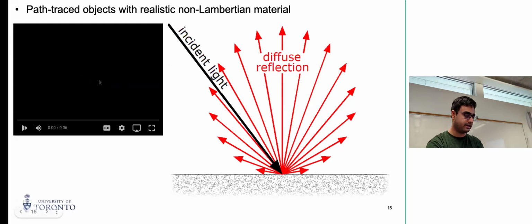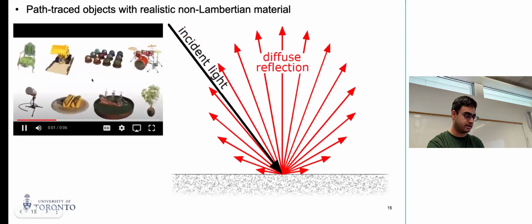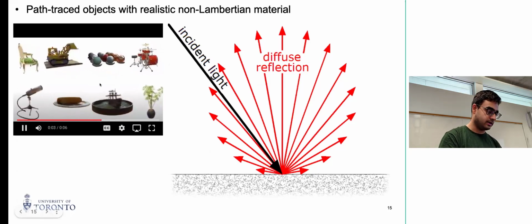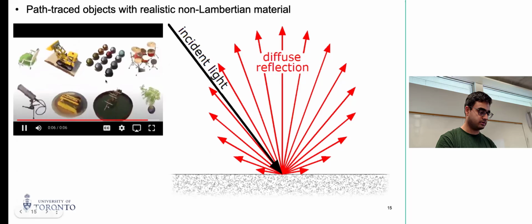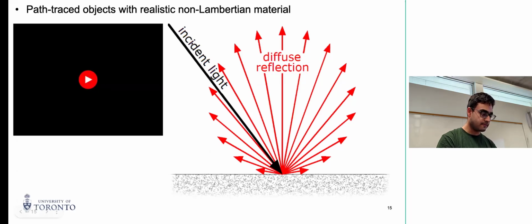So these are some scenes which have been generated by neural radiance fields, and these are mainly for non-Lambertian materials. Non-Lambertian materials mainly stand for materials which do not equally reflect light in all directions, compared to Lambertian materials which reflect light in all directions equally.